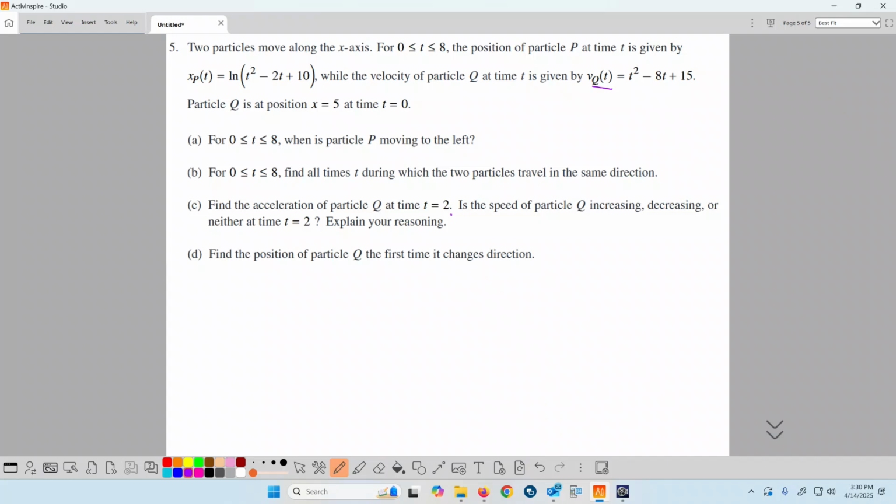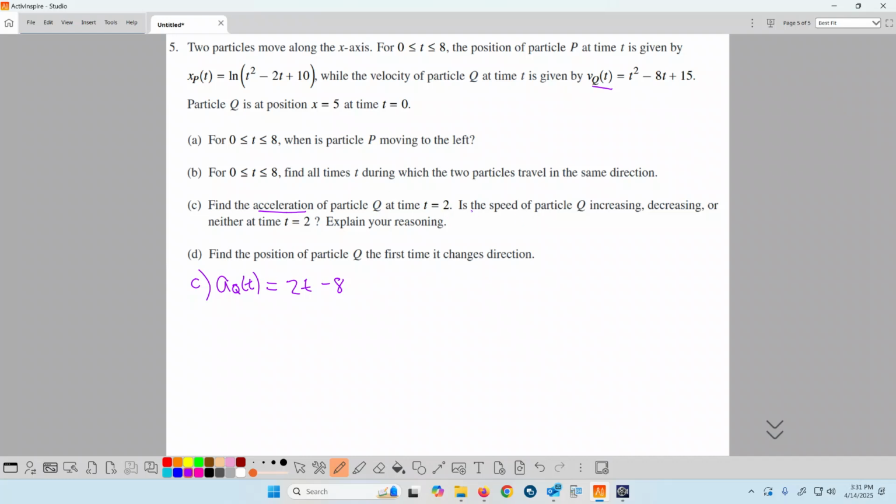Part C, find the acceleration of the particle Q. This guy here, we're taking the derivative, right? At a time of 2, and is the speed of the particle increasing, decreasing, or neither at t equals 2? Well, let's start by taking the derivative of that, which is, of course, its acceleration. So let me write A_Q of t. Derivative of that, that's just a power rule, right? 2t minus 8.